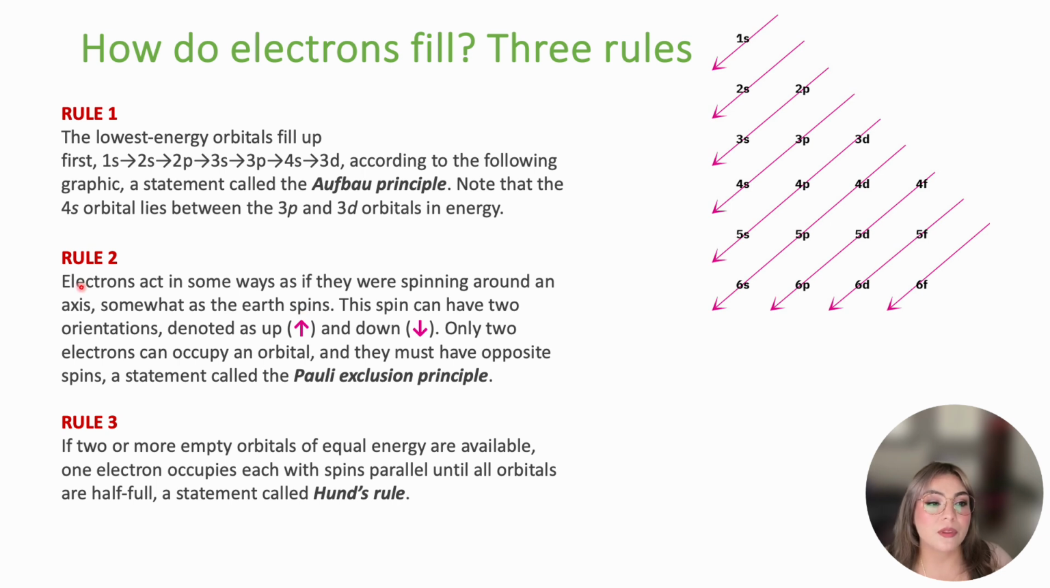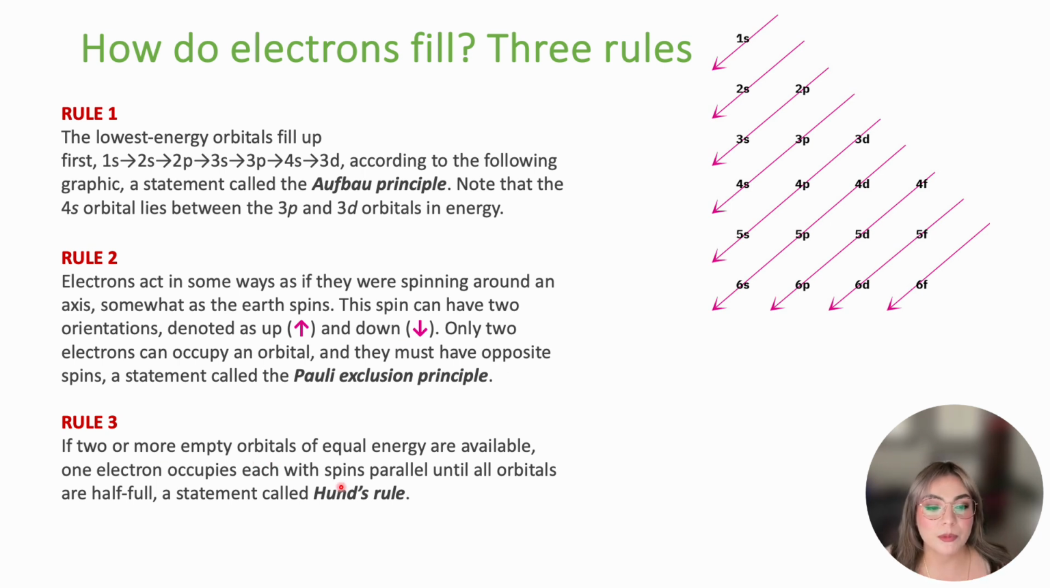But the second rule that you need to know is the Pauli exclusion principle, where each orbital will always have a spin up and a spin down, right? They have opposite spins. Are they necessarily spinning in a circle like that? That is more physics, but you can know that there is just always one up and one down.